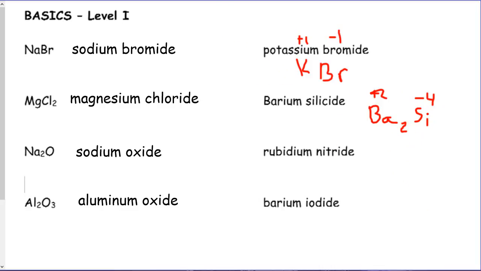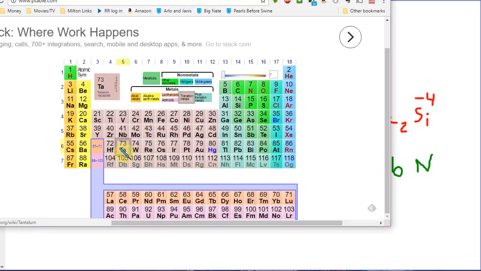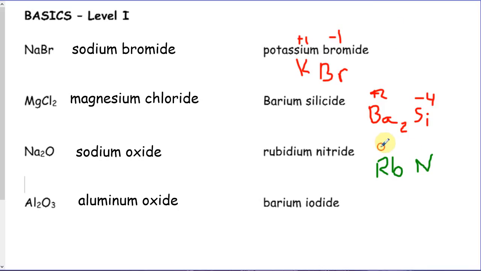Rubidium nitride. We've got to get the symbol for rubidium, and the symbol for rubidium is Rb, and nitride is N. And so I'm going to go over here and look on the periodic table, and rubidium is right here, plus 1. Nitride right here, minus 3. So I pull those charges off the periodic table, and I have a plus 1, and I have a minus 3. Sorry, my pen likes to connect things that it thinks I'm trying to draw here.